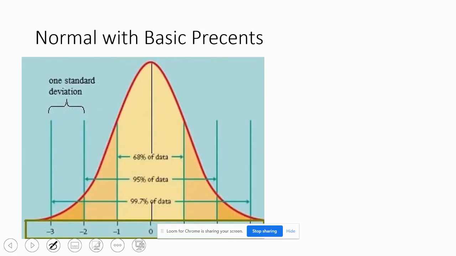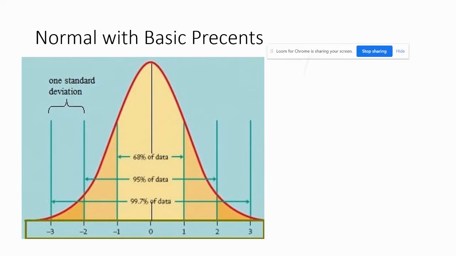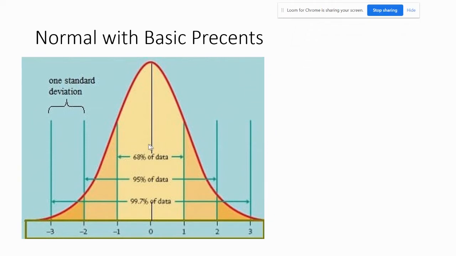Now, why is this important? Well, in between each standard deviation, there's a certain amount of percent. In between negative 1 and positive 1 is 68% of the data. Between negative 2 and positive 2 is 95% of the data. And between negative 3 and positive 3 is 99.7% of the data. You never need to go beyond 3 standard deviations in each direction from the mean. So let's do the first example.